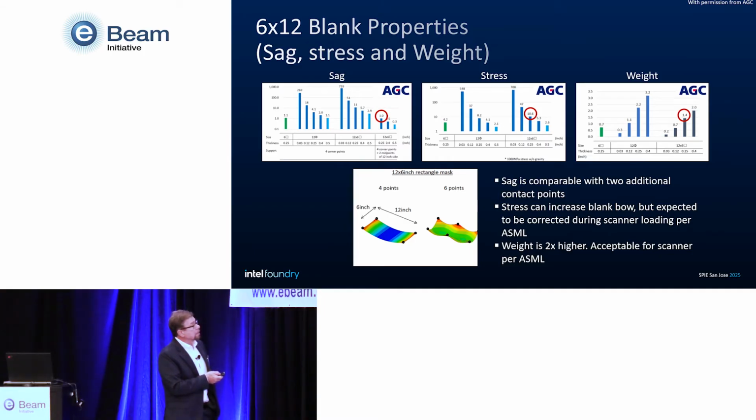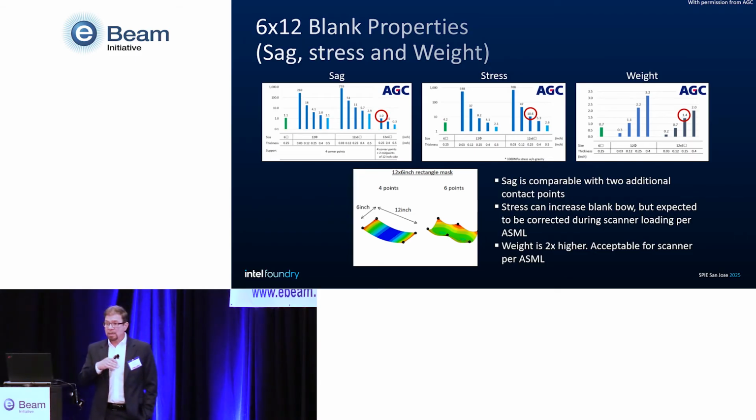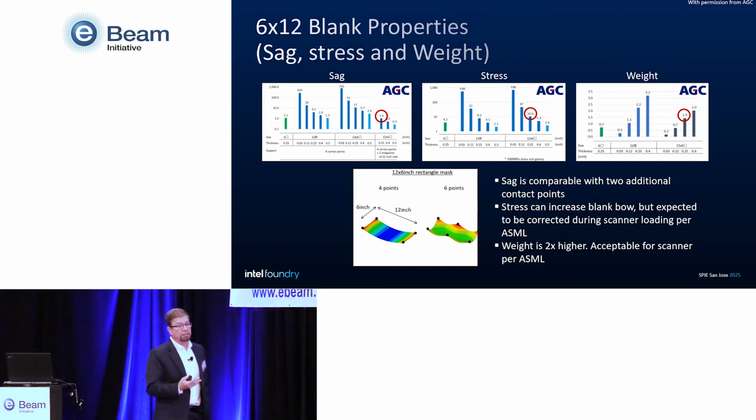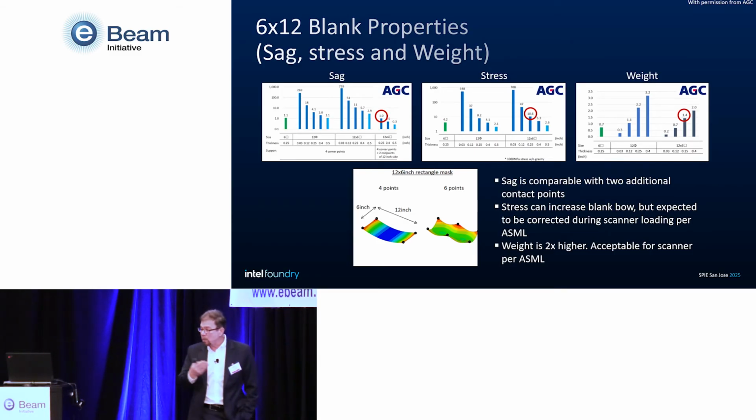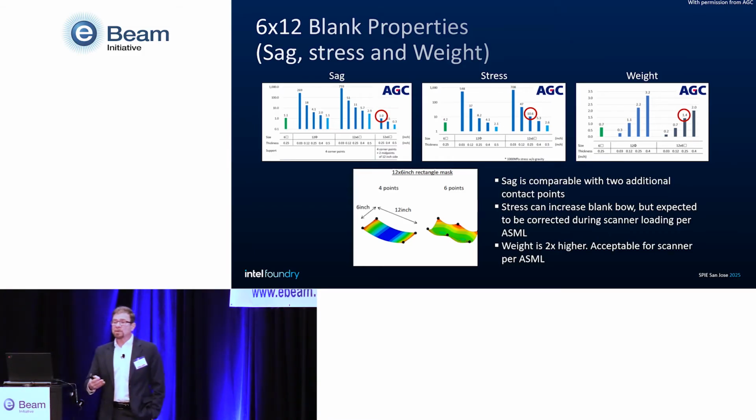So this is the 6 by 12 from a sag point of view relative to the 6 by 6. This is the stress. You can see that at 0.25, it's larger than the 6 by 6, but talking to the ASML engineers, the scanner today has many, many different corrections and many, many different ways to chuck that reticle, and they can compensate for that stress. And the weight is not so bad. We go from 0.7 to 1.4, so it's twice as heavy. It prompts us to do a little bit more automation in the mask shop, which honestly, we all need to do more automation in the mask shop anyway.